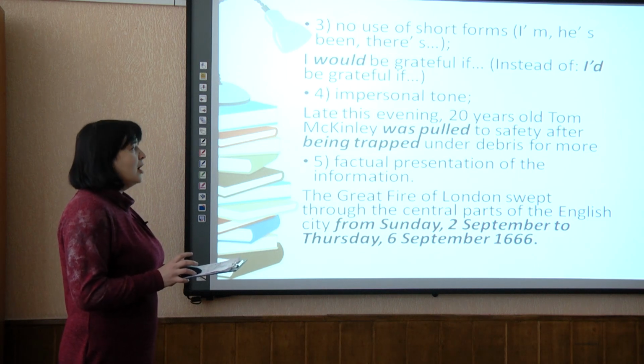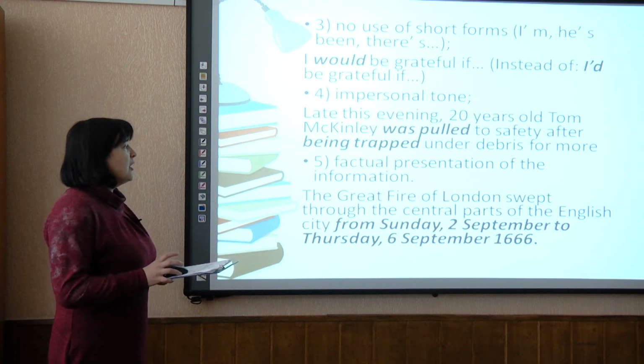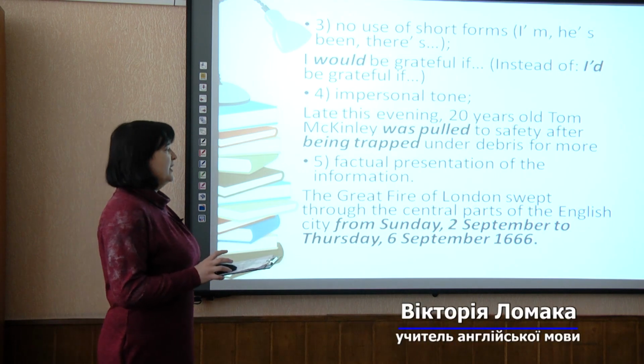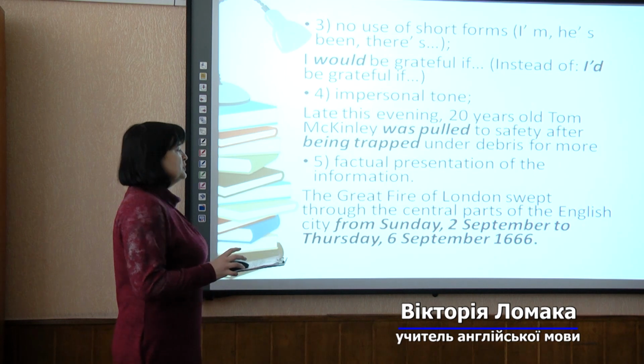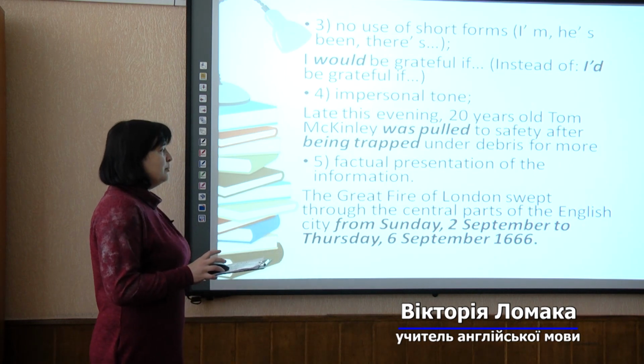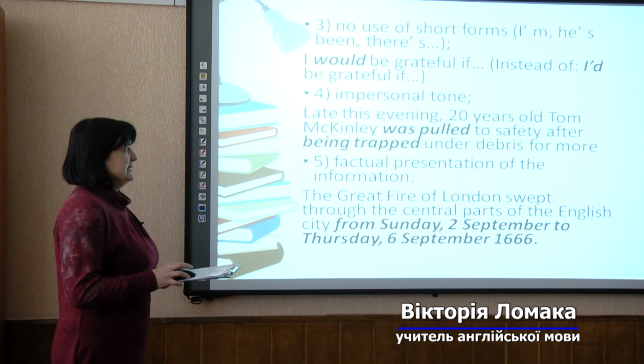The Great Fire of London swept through the central parts of the English city from Sunday the 2nd September to Thursday the 6th September 1666.